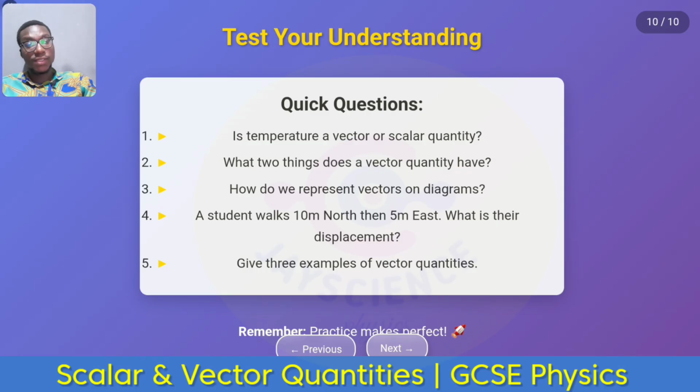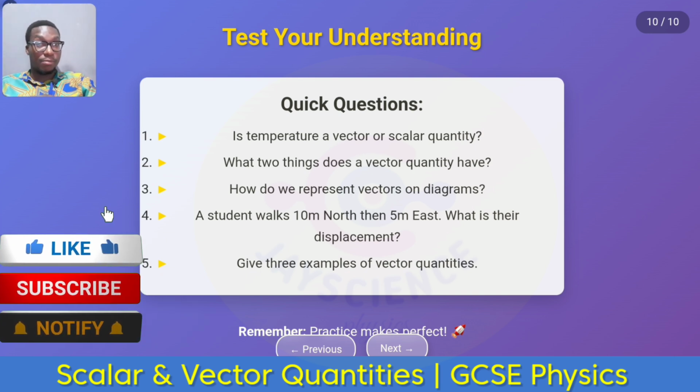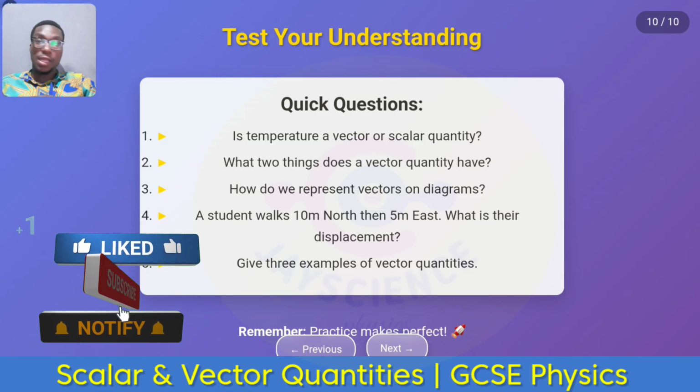And then 5 says, give 3 examples of vector quantities. If you are not able to answer this, you can easily just go back. We've listed quite a number of vector quantities: your force, acceleration, displacement, momentum, and a couple of others.